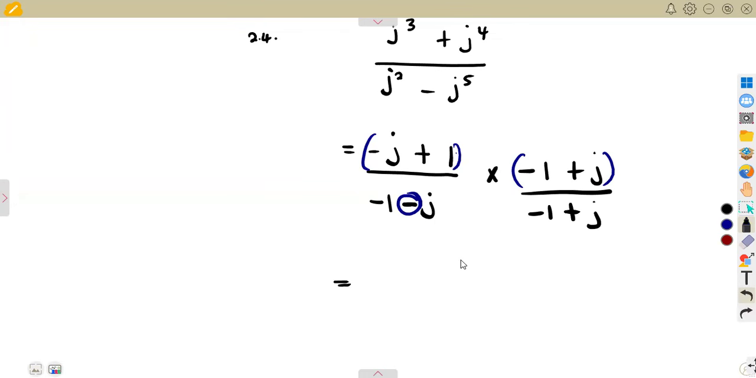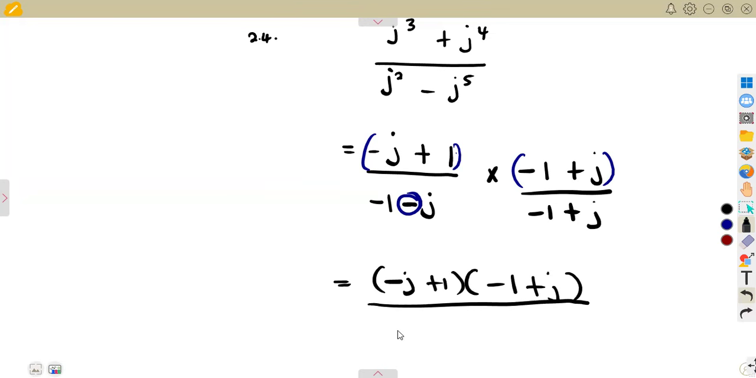It's a product. So you can even expand, because the product, these two are multiplying each other. That is minus j plus 1 into minus 1 plus j, everything over minus 1 minus j into minus 1 plus j.